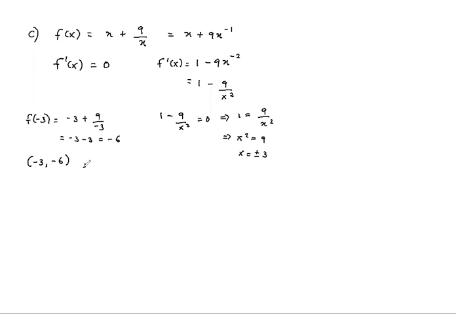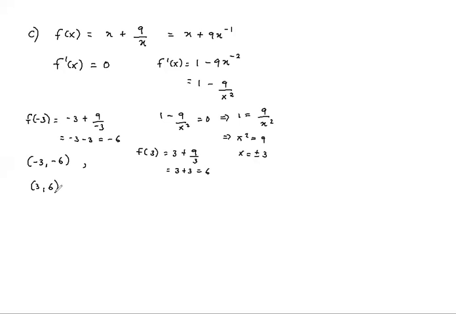Another point, we get f of positive 3. So we'll have 3 plus 9 over 3, which is 3 plus 3, which is 6. So we have another point, (3, 6). Now, these are the 2 points that we have. We need to know their nature, meaning we need to know whether they are maximum or minimum turning points.